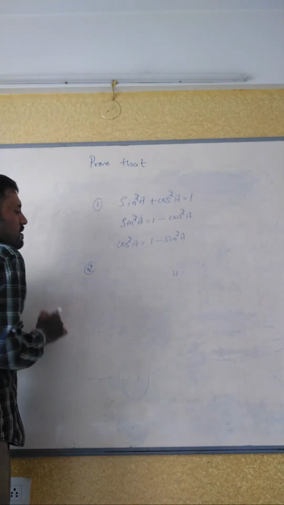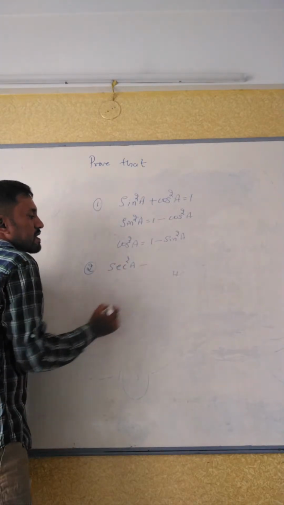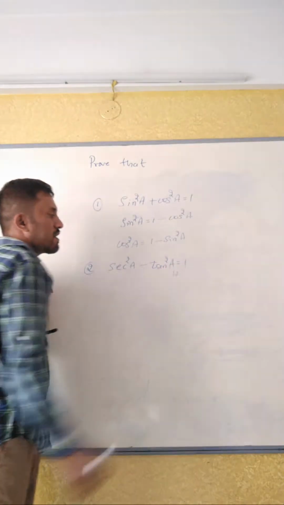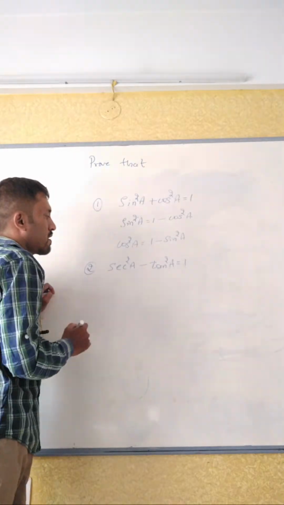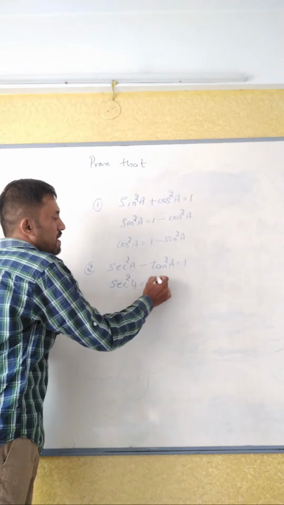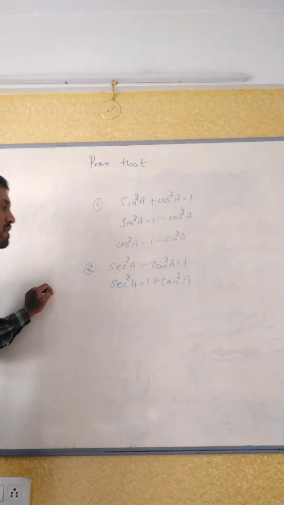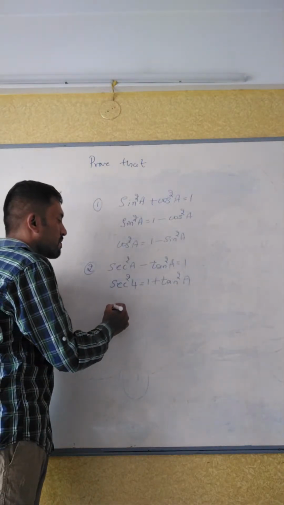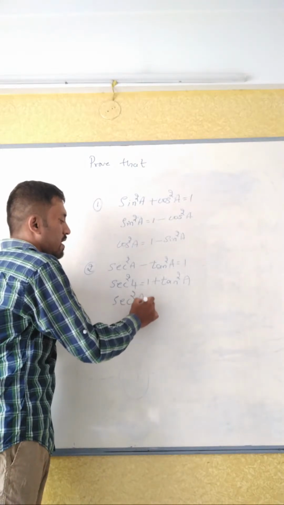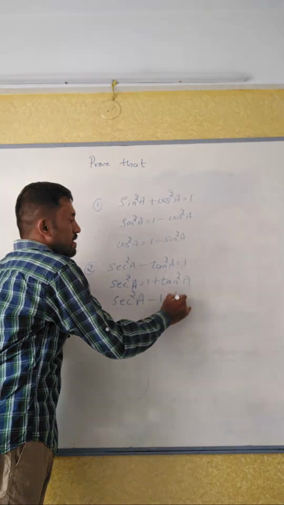Second one is secant square a minus tan square a is equal to 1, which can be written as secant square a is equal to 1 plus tan square a. Similarly, secant square a minus 1 is tan square a.